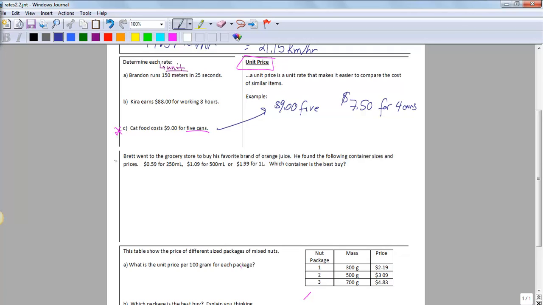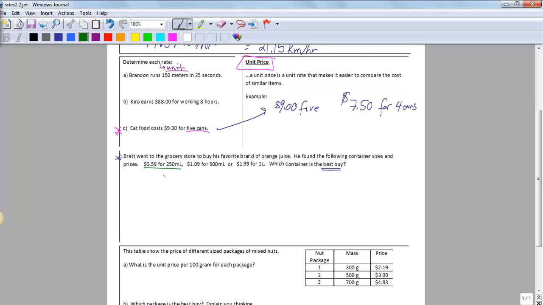So let's try this question down here with Brett. Brett goes to the grocery store to buy his favorite brand of orange juice. He found the following container sizes and prices, right? So a variety of sizes. Let's figure out which container is the best buy. And I often think people think the largest one is, right? It's that whole Costco idea, buy in bulk. But you can't just assume that here. We've got to prove it. Who knows what these supermarkets are doing, right? So let's make sure we're getting the best deal possible.